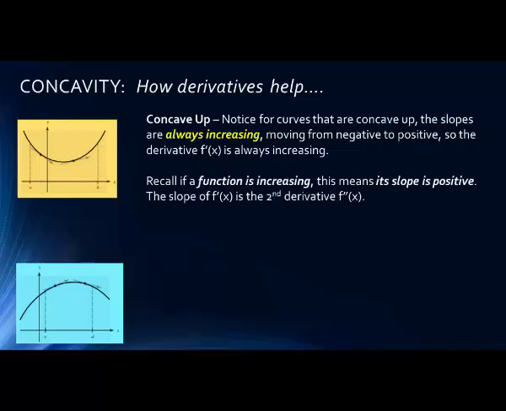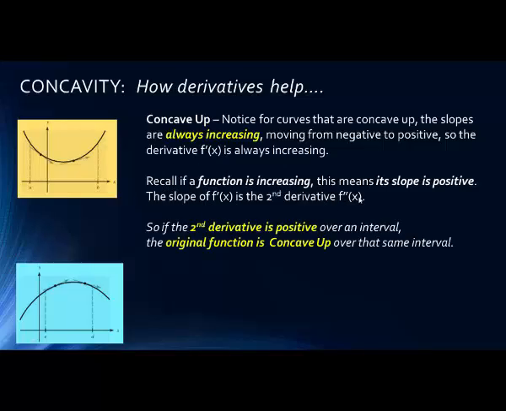Recall, if a function is increasing, this means its slope is positive. So what we can do for concavity is we take the derivative of the derivative, or the slope of the derivative, which is the second derivative of f of x. So if the second derivative is positive over an interval, the original function is concave up over that same interval. So to figure out if something is concave up, we take the second derivative of the original function, and if it's positive over that entire interval, in this case from a to b, then we say that the original function is concave up. We know that the curve is facing up, like a spoon ready to hold liquid in it.